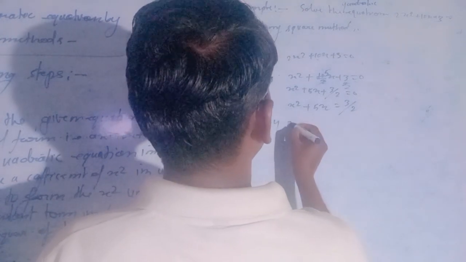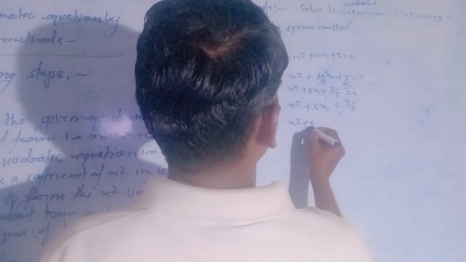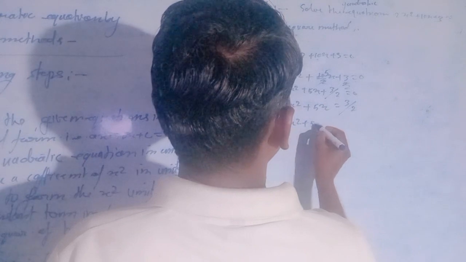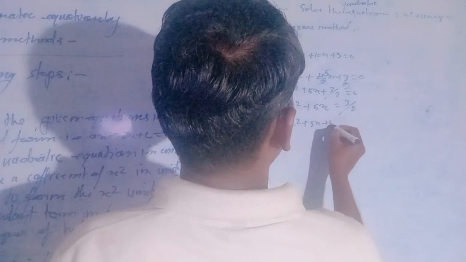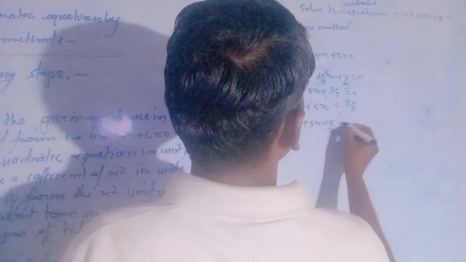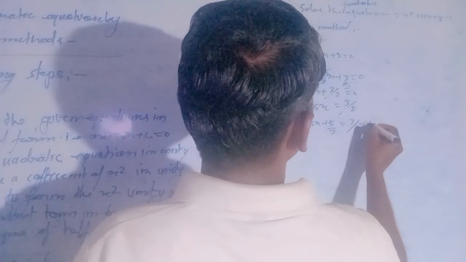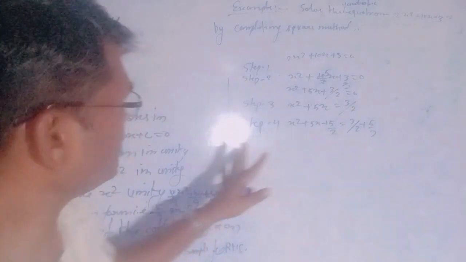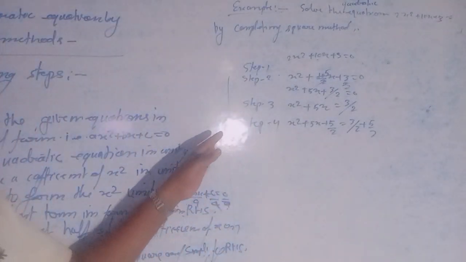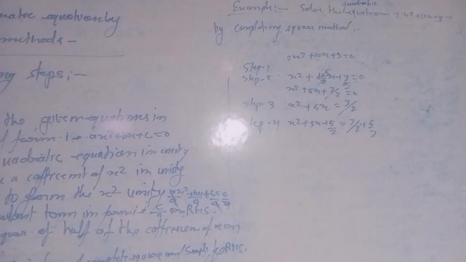So add here: x square plus 5x plus (5 by 2) whole square is equal to 3 by 2 plus (5 by 2) whole square. We have added it completely, no problem at all. After adding, follow step 5: write the LHS in the form of a complete square and simplify.